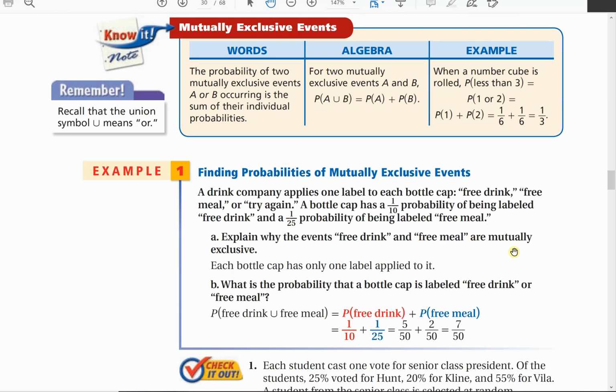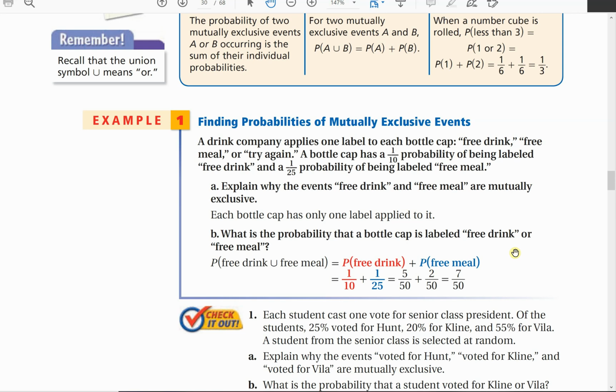And here's an example to show you what we mean. A drink company applies one label to each bottle cap. You either get a free drink, a free meal, or you have to try again. So the bottle cap has a 1 in 10 probability of being labeled free drink, 1 in 25 of being labeled free meal. Why are the events mutually exclusive? Well, because there's only one label per drink. So you can only have one or the other. It cannot be both.